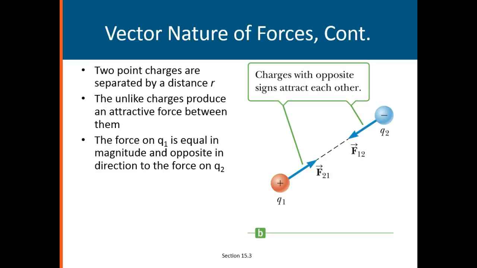The forces are equal in magnitude, opposite in direction. And it doesn't matter what the magnitude of the charges are. Q1 could be huge compared to Q2, or Q2 could be huge compared to Q1, but the forces will be equal. Okay? For two point charges, the force on Q1 is always equal in magnitude and opposite in direction to the force on Q2. Because they're opposite signs, they're attractive forces, but still, the forces are opposite each other. Does that make sense? Okay, good deal.